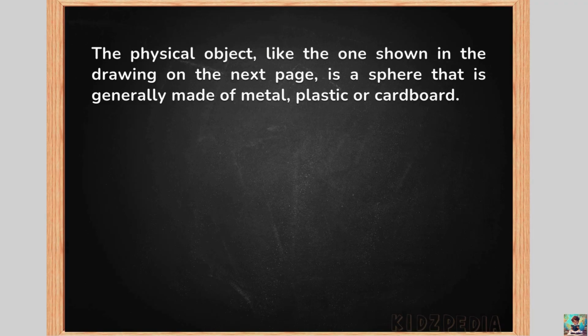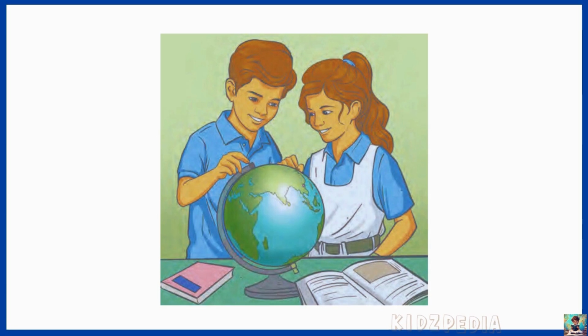The physical object, like the one shown in the drawing on the next page, is a sphere that is generally made of metal, plastic, or cardboard. So what is a globe made of? It is usually made of materials like metal, plastic, or cardboard. This globe is a physical object, something you can touch, hold, and turn to see different parts of the map.